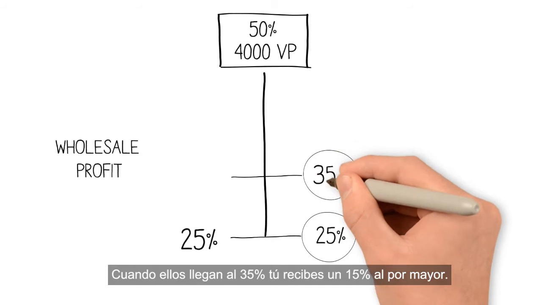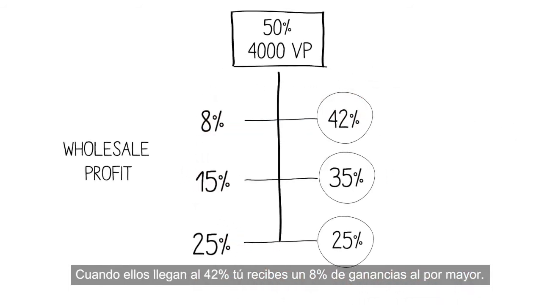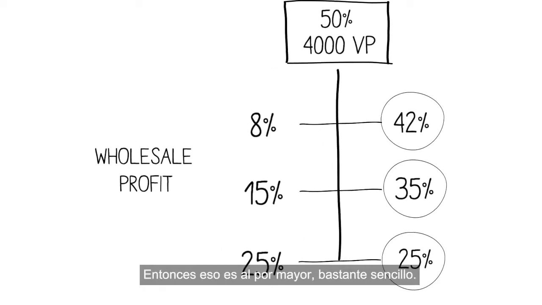When they get to 35%, you get 15% wholesale. When they're at 42%, you get 8% wholesale profit. So that's wholesale. Pretty straightforward.